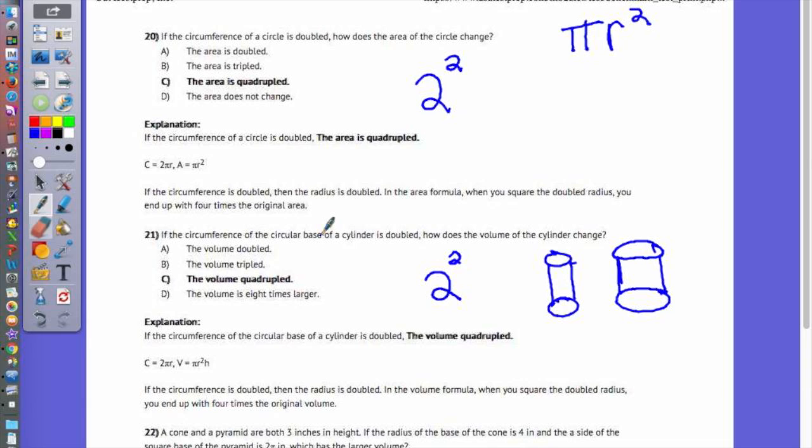If you had to, could you make up a problem? Could you say, I don't remember the rule, so I'm going to pretend I have a cylinder that has a radius of 2 and a height of 6, and double the 2 to 4 and see what happens? Yes, you can.